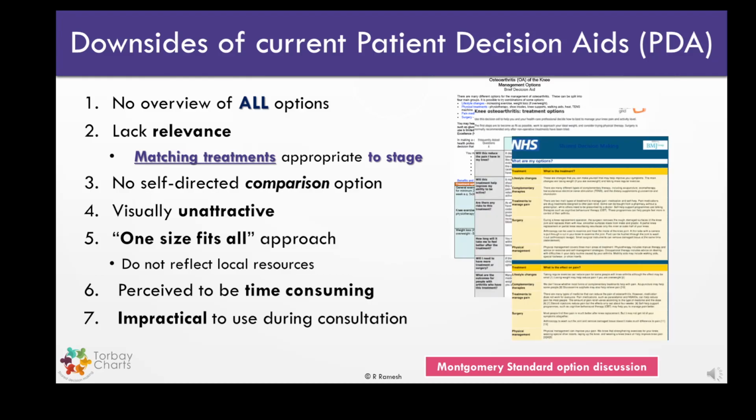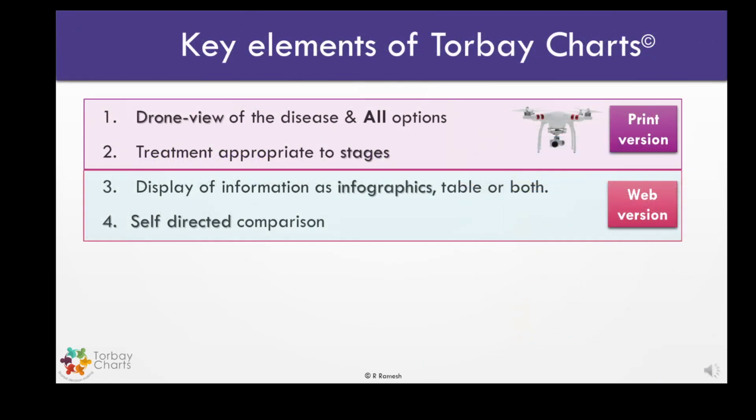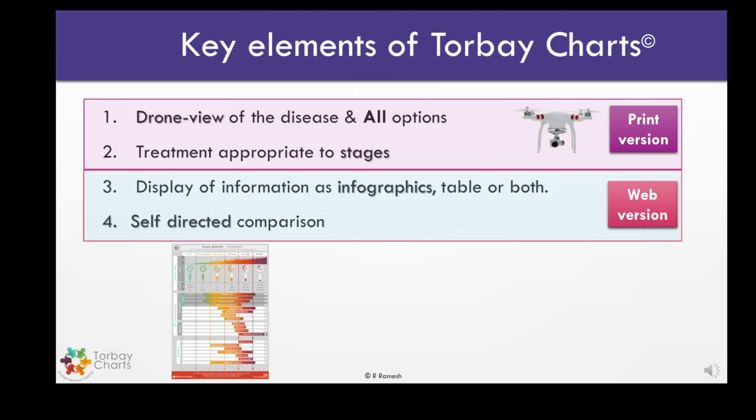Therefore, there is a need for a completely different approach to meet the Montgomery standard of option discussion, and the Torbay chart addresses all these shortcomings. The Torbay chart PDA is arranged in multiple layers, starting with a friendly infographic interface where information can be given in quanta. The layer 1 chart can be printed and used during consultation. It provides a drone view of the whole process, matching different treatments to the stage of the disease.